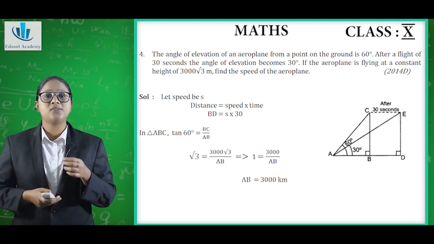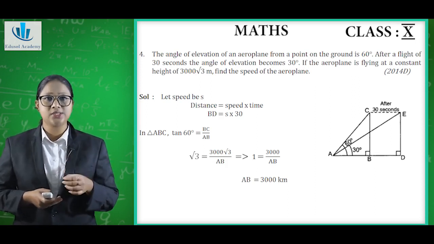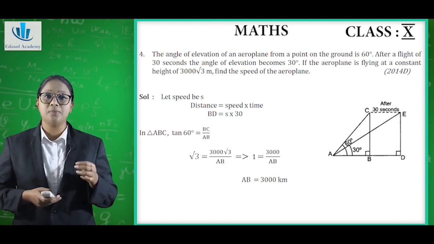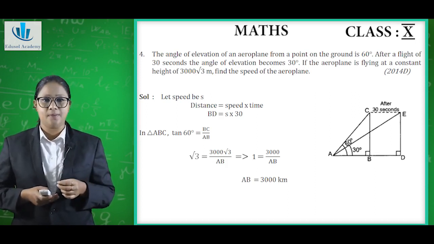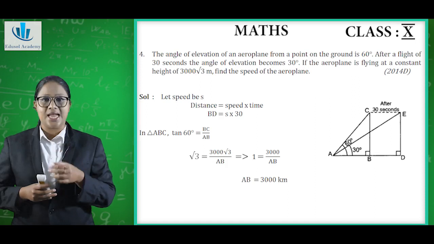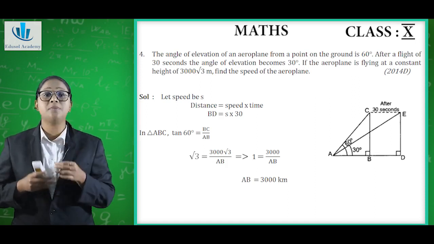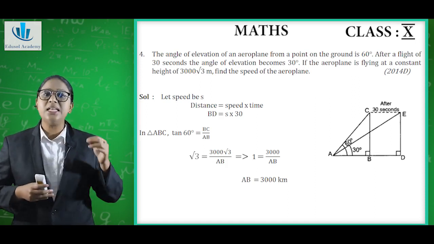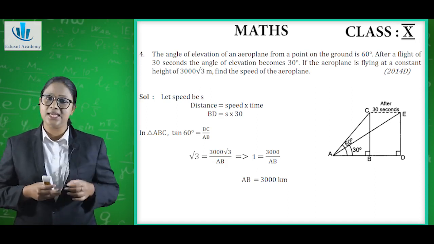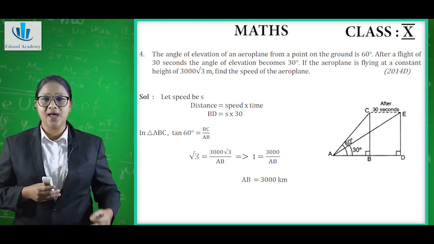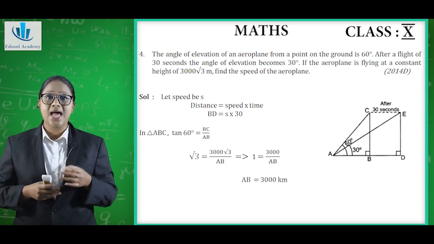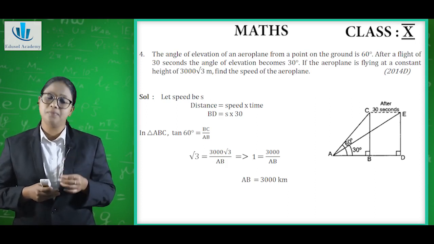If the airplane is flying at a constant height of 3000 root 3 meter, find the speed of the airplane. So a person is standing at a fixed point, let that point be A. Now let the initial position of the flight be C. So the height of the flight is BC, and that is 3000 root 3 meter.